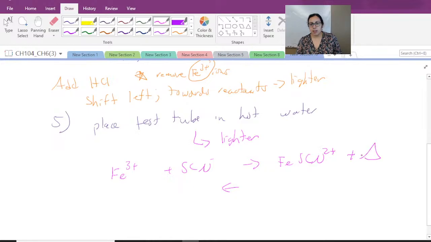So that means heat is a product. So now this kind of helps us. So, okay, let's go with that statement. If this reaction is exothermic, that means heat is our product. So when we put it in heat, it goes away from that. It doesn't want to make any more heat. It's already releasing heat, so it's going to shift away, going back towards the reactants, which is what you observed. Excellent. So now we know it's exothermic.